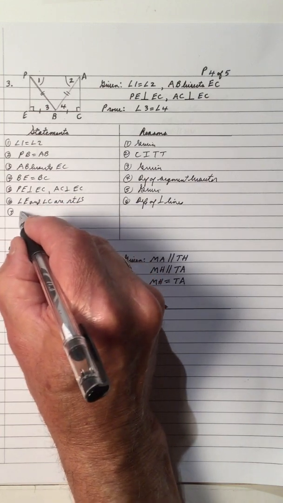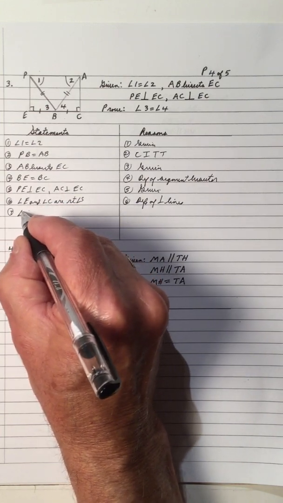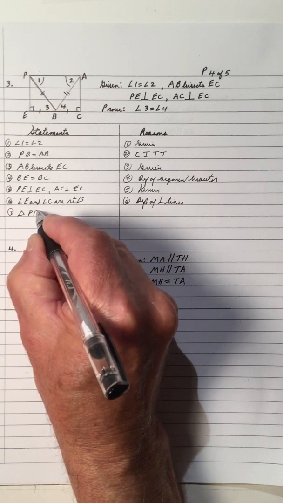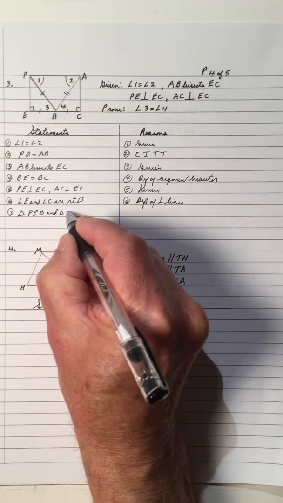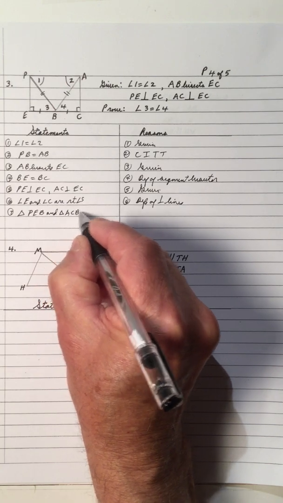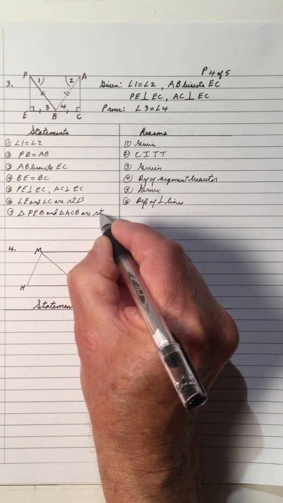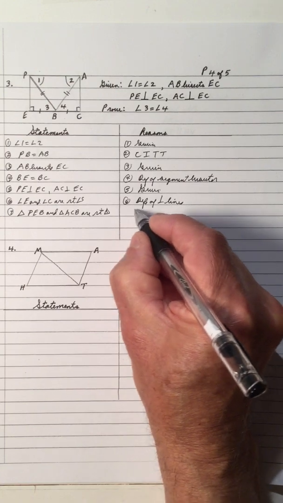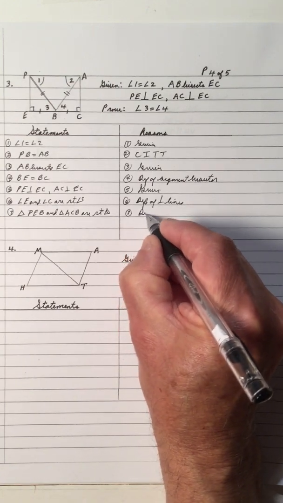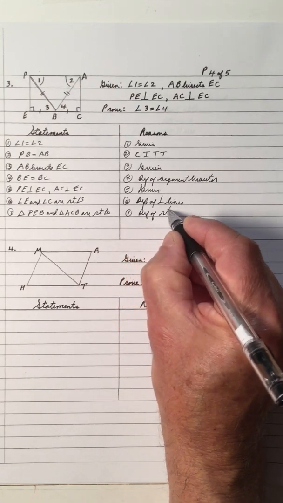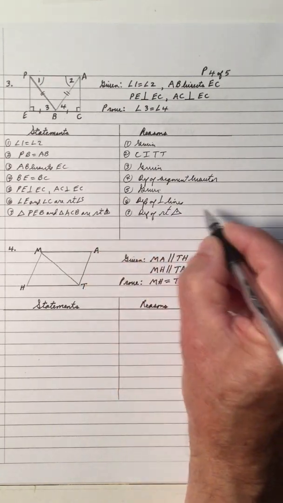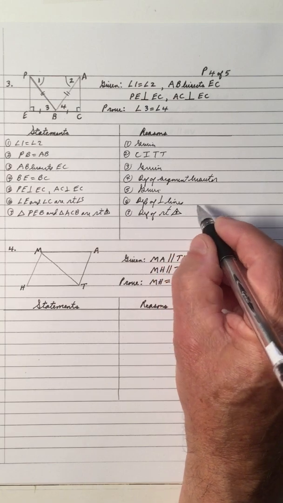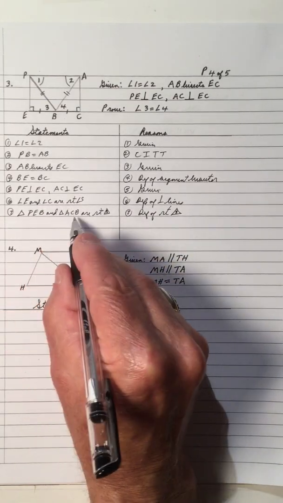And because they're right angles, that means that triangle PEB and triangle ACB are right triangles. And that's the definition of right triangles. There's an S there for triangles. I've got right angles, so I've got right triangles.